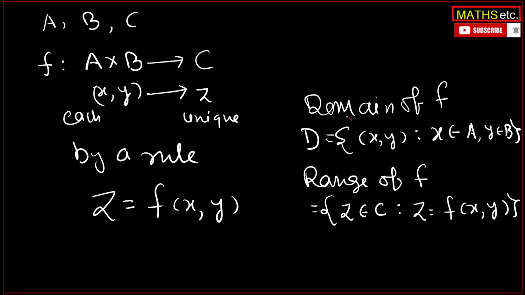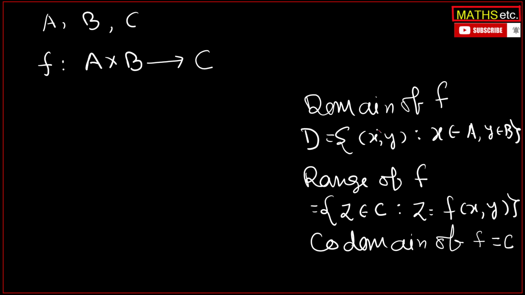Now there is one more third term. This collection of all these z elements need not necessarily form the entire set C. There may be a few elements in set C which are not assigned to any ordered pair xy. Of course, each xy should be assigned a pair here. So there is a distinction between the range of f and the set C. That's why we call set C the codomain of the function. So the codomain of function f in this diagram is set C.